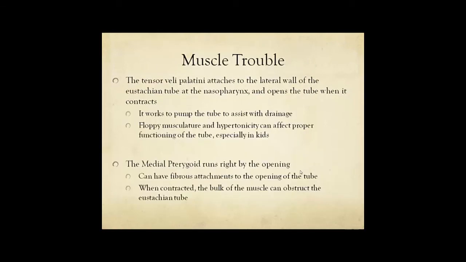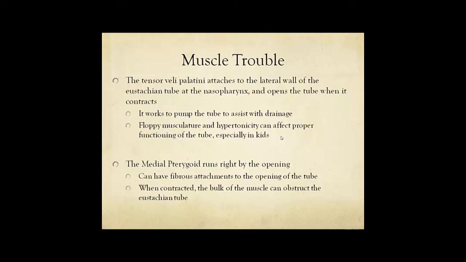So then we also have muscles that are involved with this. The tensor veli palatini attaches to the lateral wall of the eustachian tube at the nasopharynx and opens the tube when it contracts. It works to help pump the tube to assist with drainage. So in kids, both floppy musculature and hypertonicity of this muscle can really affect proper functioning of the tube.